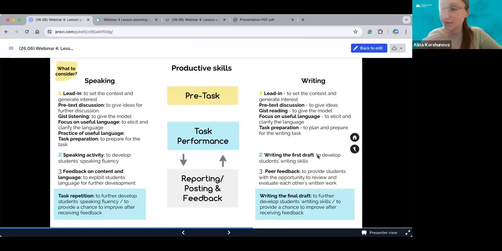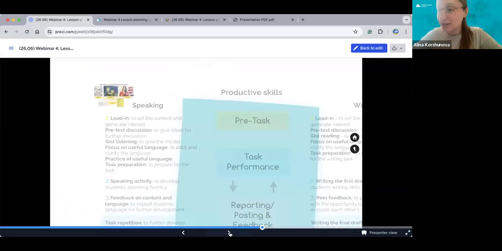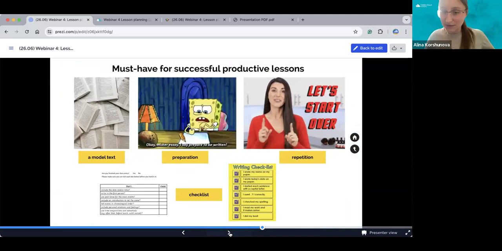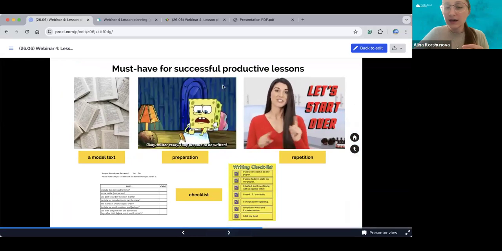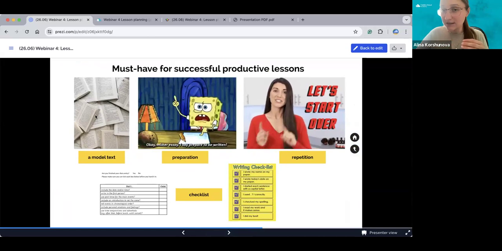But again, I do recommend you read about process writing and product writing because the staging differs for these two types of writing lessons. What to consider? Just to sum up everything. Make sure that you have a model text. If we talk about a speaking lesson, that should be a listening task, an audio recording. Or if you're working with writing, make sure that you have a written model, a written example of what you expect from your students.